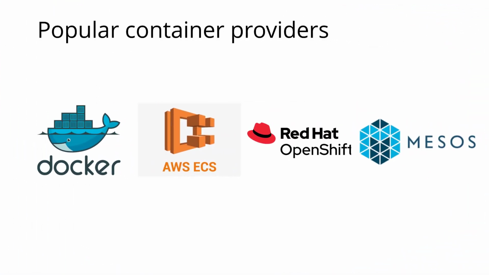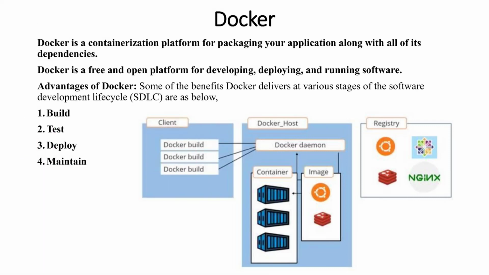Some of the popular container providers are Docker, AWS ECS, Red Hat OpenShift, and Mesos. Docker is the most popular among them. Docker is a containerization platform for packaging your application along with all of its dependencies. Docker is a free and open platform for developing, deploying, and running software.